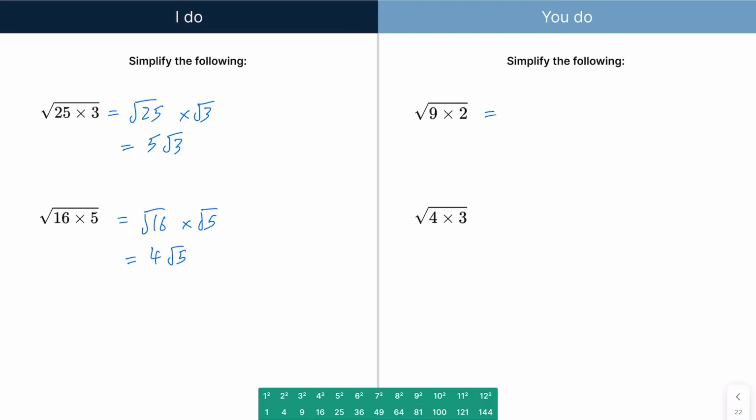So again, hopefully you've pressed pause and had a go at these, and that becomes root 4, root 3, which becomes 2 root 3.